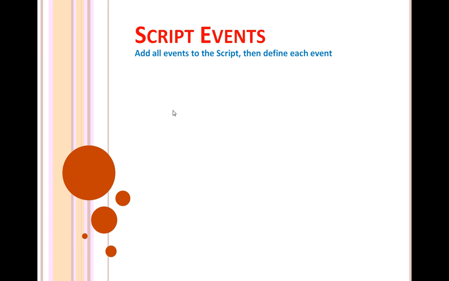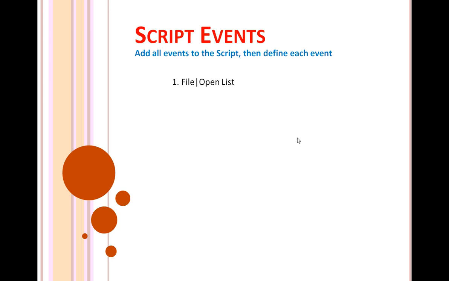Okay, the first thing we want to do in the script window is add all of the events to the script first. Then we're going to go back and tell it what to do on each one of those events. Now remember, the event is the item that we did, like open list, validate records, pre-sort mail. That's the event. Then we go and describe what we want the event to do.